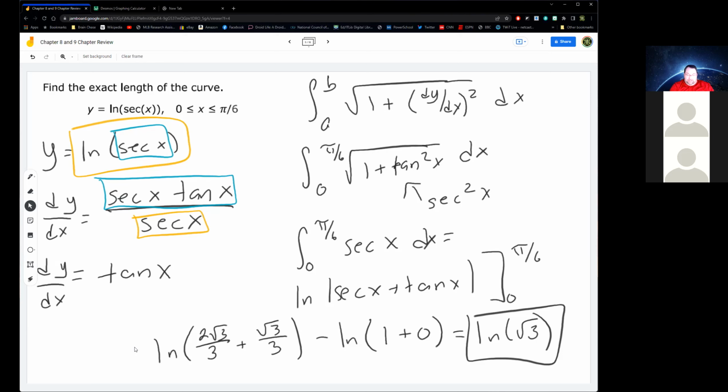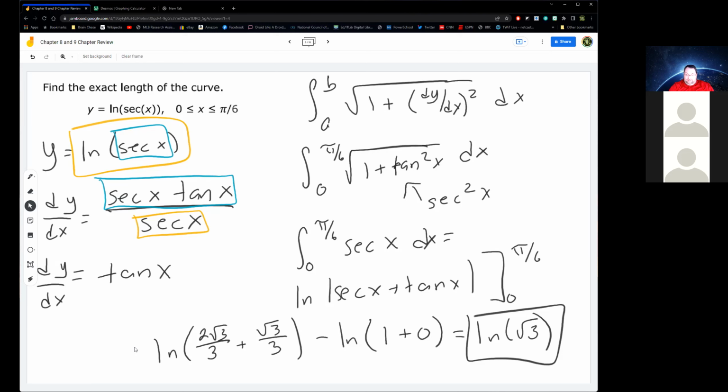So cosine of pi over 6 is square root of 3 over 2. So if you flip that for the secant, it is 2 over the square root of 3, which is 2 square root of 3 over 3. Tangent of pi over 6 is 1/2 over the square root of 3 over 2.